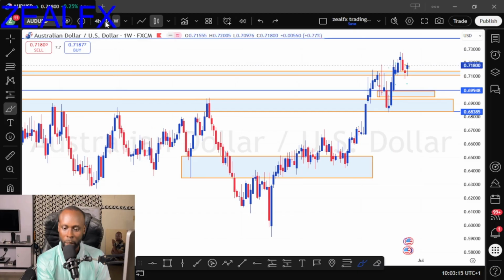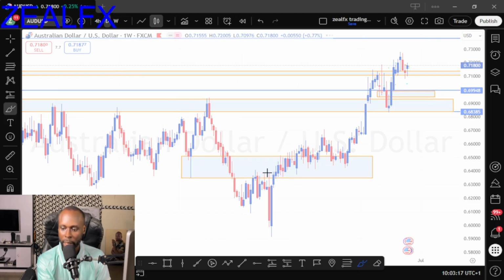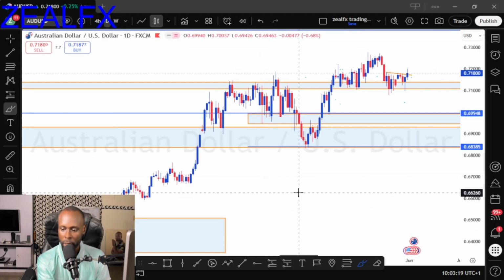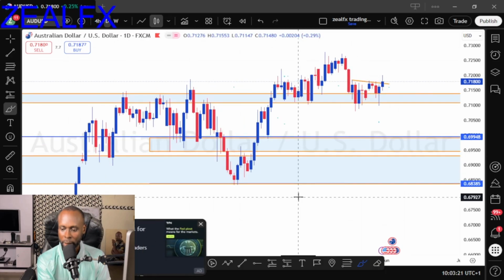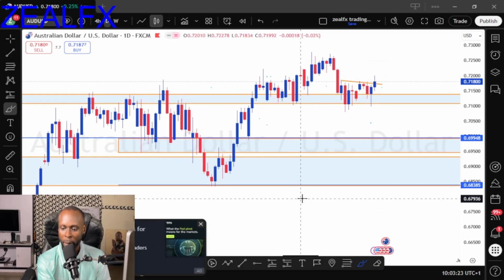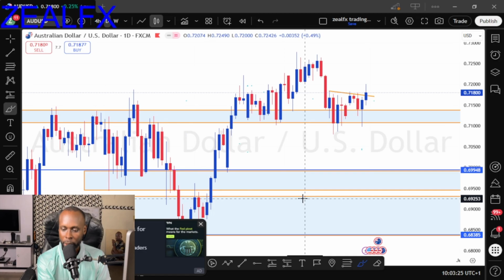So let's look at the daily chart to get more insights on the Australia USD. Australia USD on the daily chart started to build fresh momentum for a buying opportunity trend on the daily time frame.